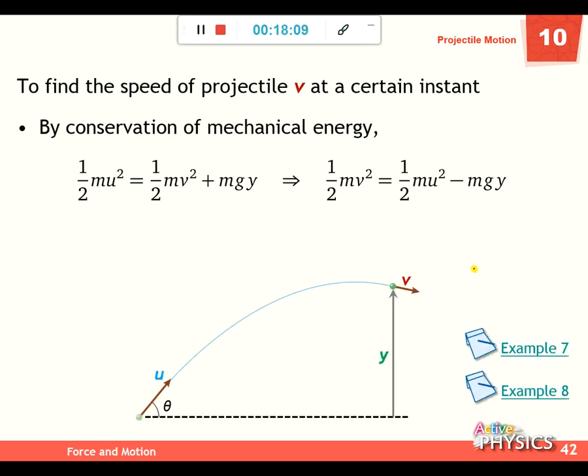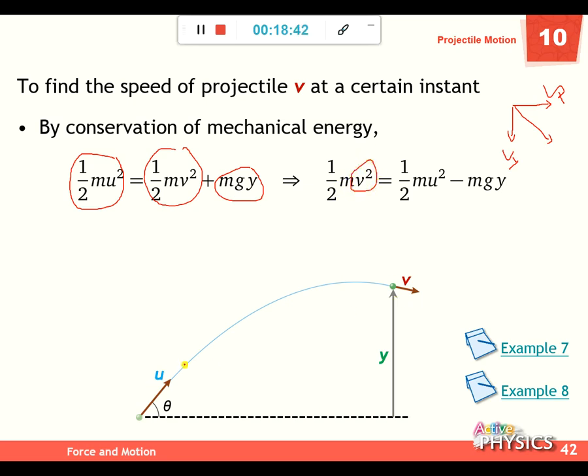To find the speed of the projectile v at a certain instant, in the last example, you can use the Pythagorean theorem, find out the vx, which means the ux, and also the uy. Combine them together with the Pythagorean theorem and you can find it out. But of course, if you're using energy, it's a very easy part: you know the initial one, the final one, plus the certain height, mgh. Then after the calculation, you can find out v.